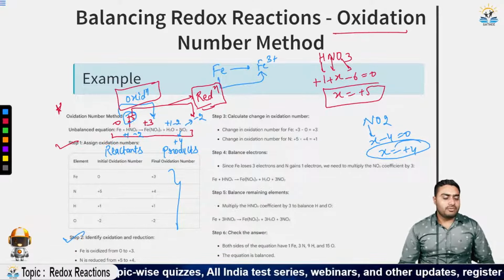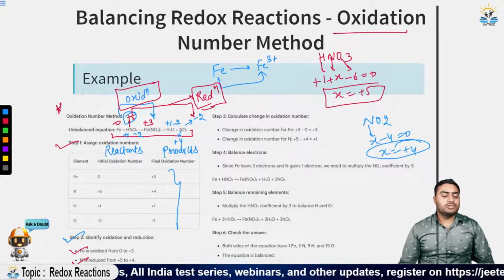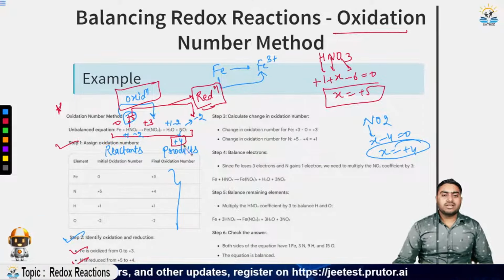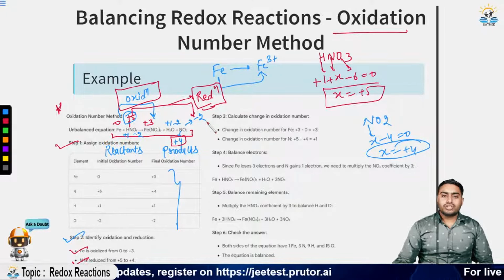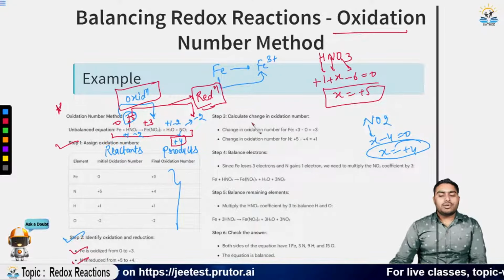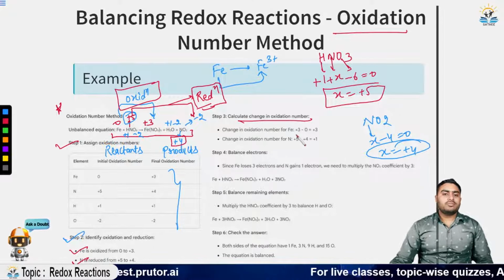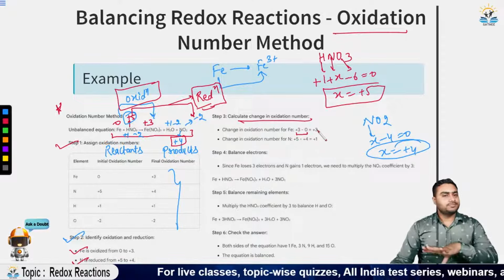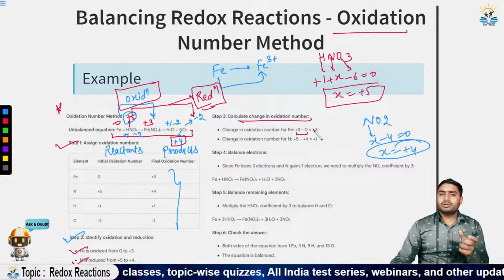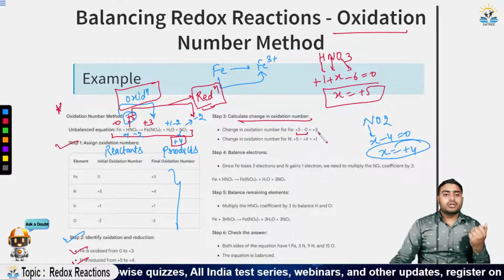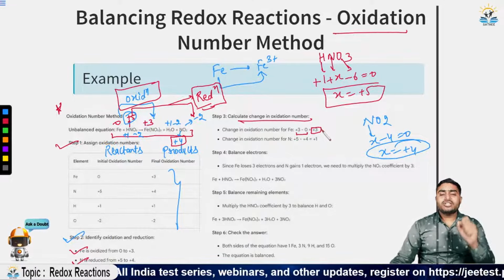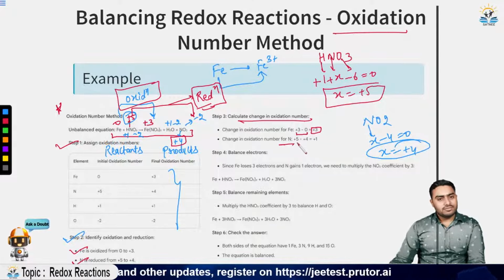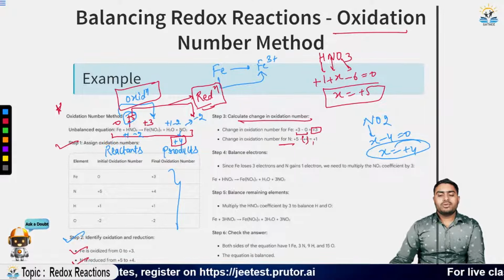So Fe is oxidized from 0 to +3 and nitrogen is reduced from +5 to +4. For nitrogen it is +4 and for oxygen it is -2. Now calculate the change in oxidation number. For Fe, +3 minus 0, +3 at the product side and 0 in the reactant side, so the change is +3. Similarly, for nitrogen it is +5 minus +4, so you get 1.